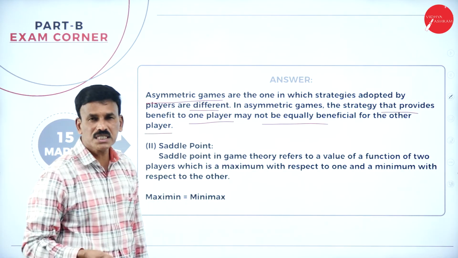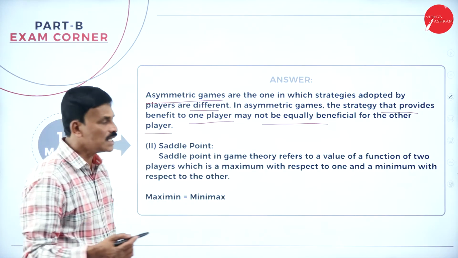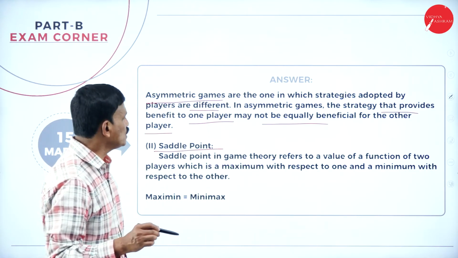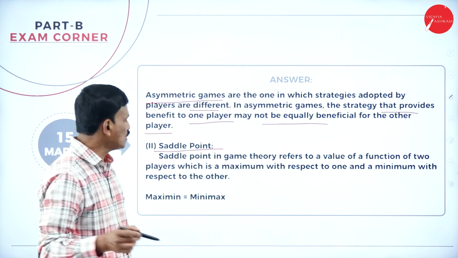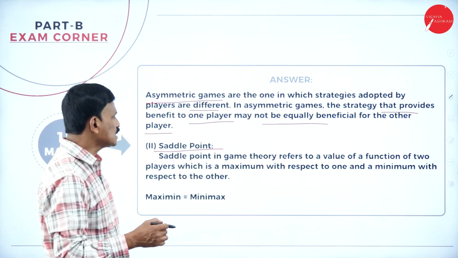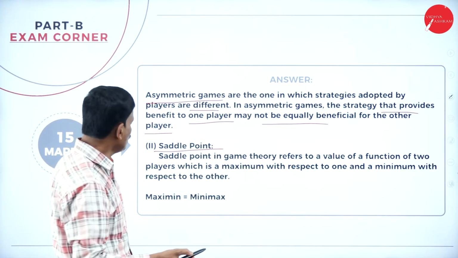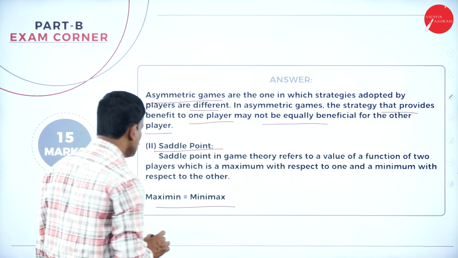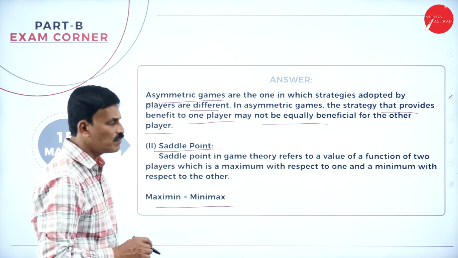Now, let us come to the second part. What is the second part? The saddle point. The saddle point of the game theory refers to the value of the function of two players, which is maximum with respect to one and minimum with respect to the other. That means if the minimax value is equal to the maximin value, then that is called the saddle point.